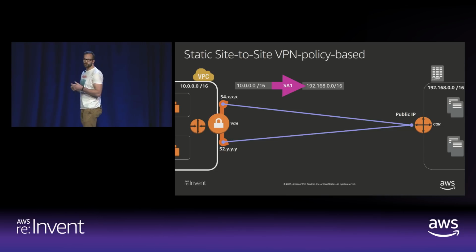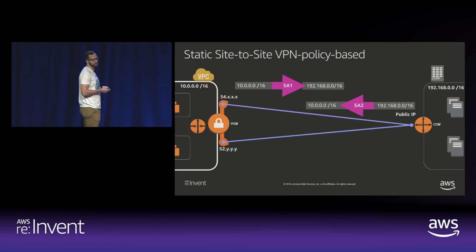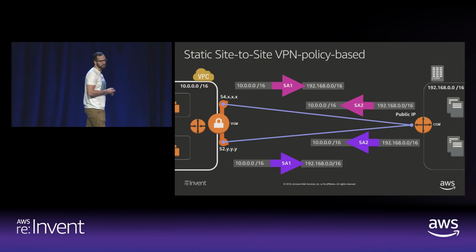So you will have a security association for the 10.0.0.0/16 going to 192.168.0.0/16. And then you'll have a security association in the other direction. And the same thing will happen for the other tunnel. So at this point, you can send traffic over the tunnel. You still have to configure your static routing on both sides, because this is a static VPN.